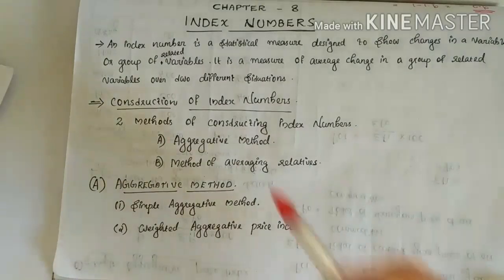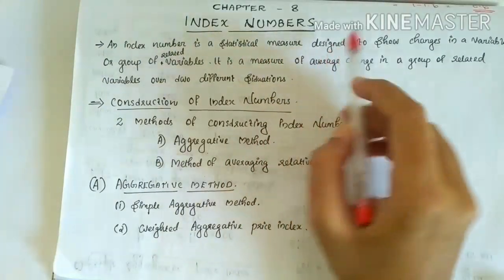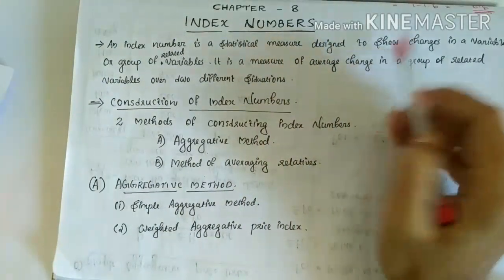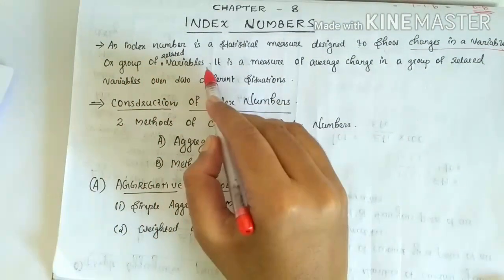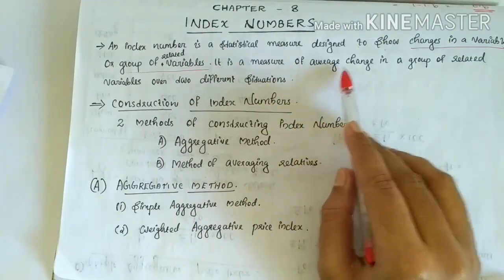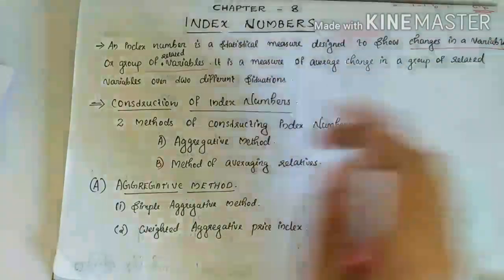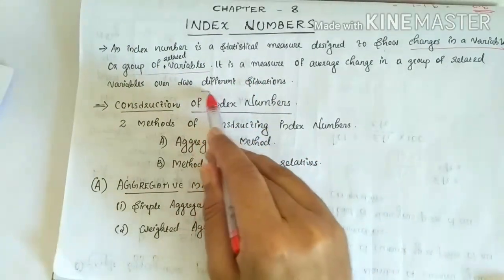So the index number is a statistical measure designed to show change in a variable or a group of related variables. It is a measure of average change in a group of related variables over two different situations.